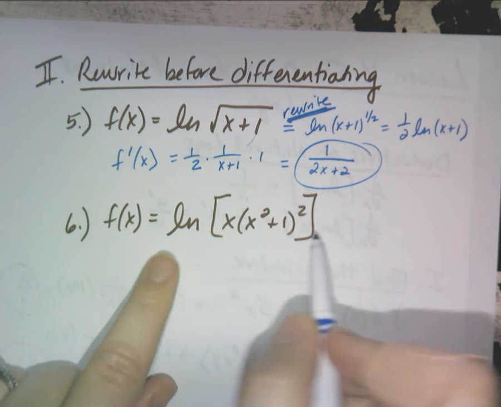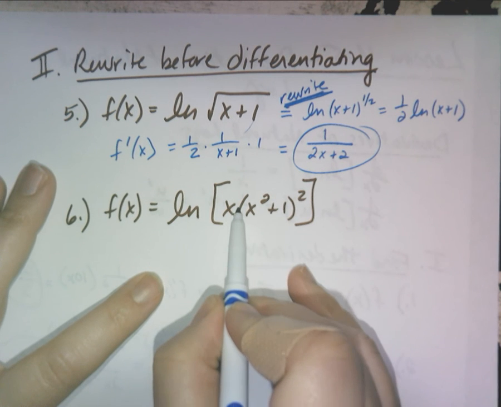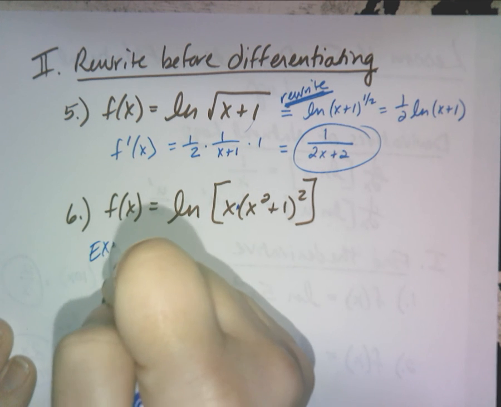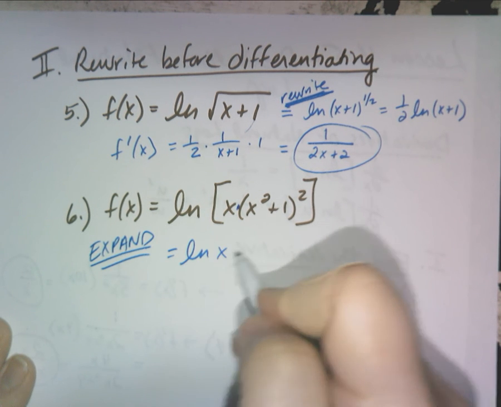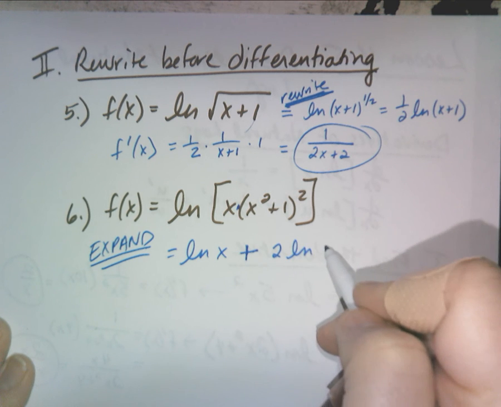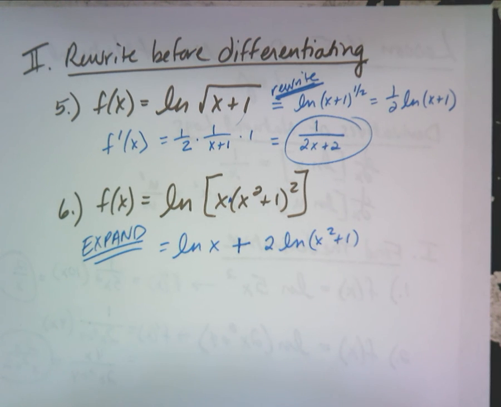Okay, so let's rewrite this before taking a derivative of it. So you have a product. What are you going to write it out then as? How do you expand this? Expand: ln x plus 2 ln x squared plus 1. Do you all agree to that? All I did was rewrite it.